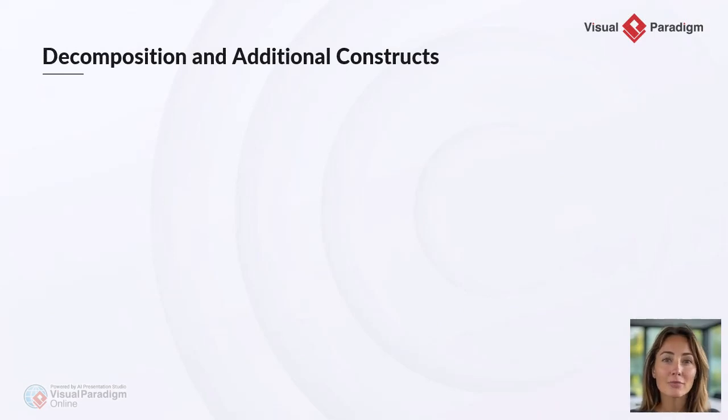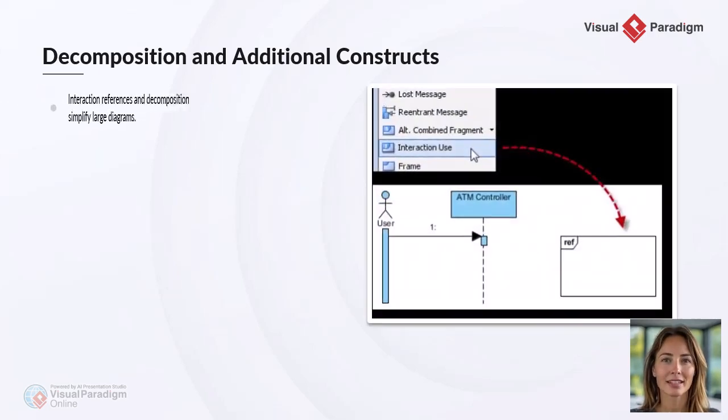Beyond combined fragments, other advanced constructs help manage complexity. Interaction references and lifeline decomposition allow you to break down large diagrams into manageable, reusable parts. An interaction reference, ref, allows you to reuse an entire sequence diagram. Similarly, lifeline decomposition enables you to drill down into a lifeline's internal behavior.